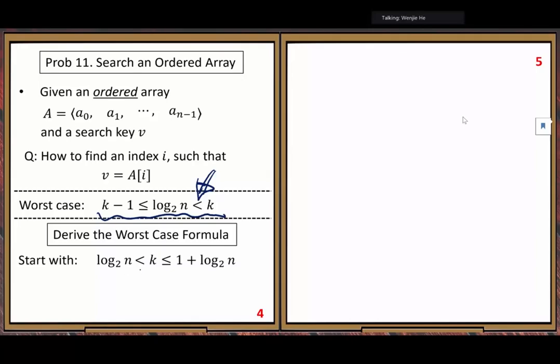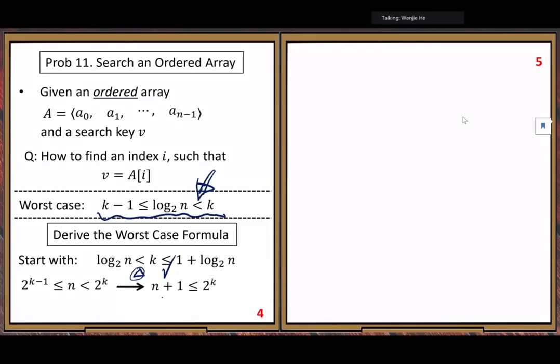Here, the improvement appears in this inequality place. Equality, no room for improvement, right? So for the right half of the inequality, no room for improvement, because they could be equal. But on this side, there is still some little room for improvement.